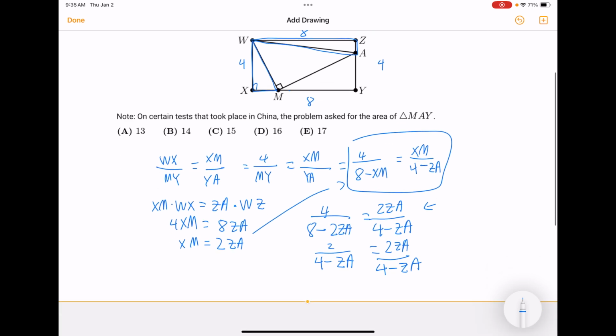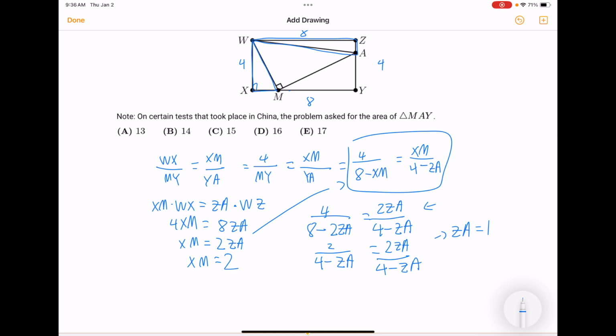And we see here that the denominator is the same. They're both 4 minus ZA. So the numerator is 2 on the left side, and on the right side it is 2 times ZA. Because these two are equal, this implies that ZA must be equal to 1. And now if we know that ZA is equal to 1, plugging that in here, XM would be equal to 2 times 1, which is just 2. So we know XM is equal to 2 and ZA is 1.